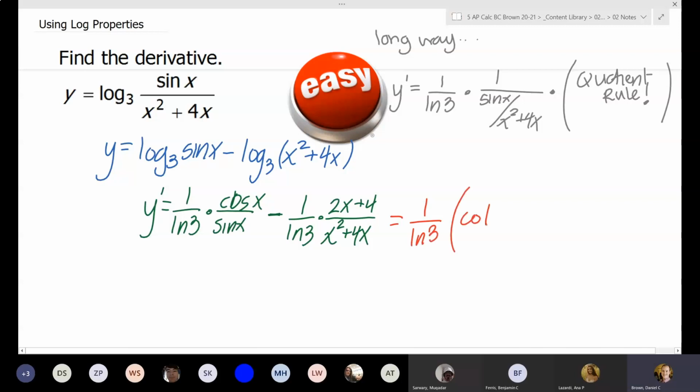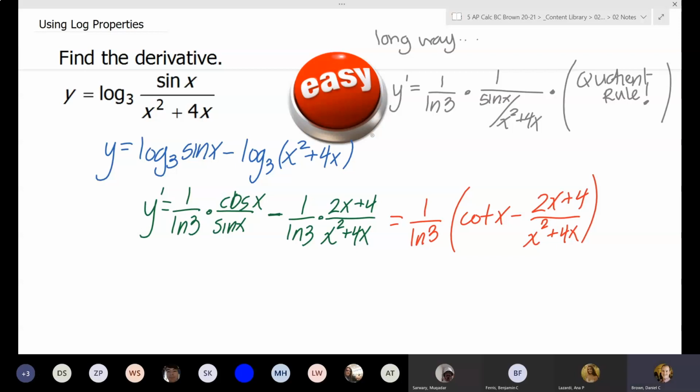Cosine over sine again is cotangent minus a rational expression. So even though this looks messy, it's not as messy as it would have been if we had to do the quotient rule, multiply by 1 over the natural log of 3, multiply this 1 over the fraction. So always be aware, if you can simplify a logarithm problem, I do strongly recommend you do, just because it does make the derivative easier, especially if you end up finding a tangent line or a horizontal tangent or doing something else with the derivative. It helps when it is simplified.